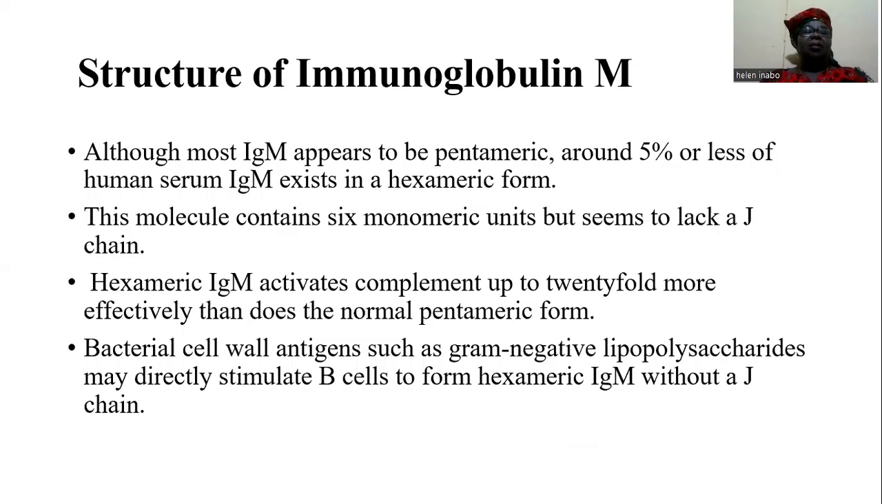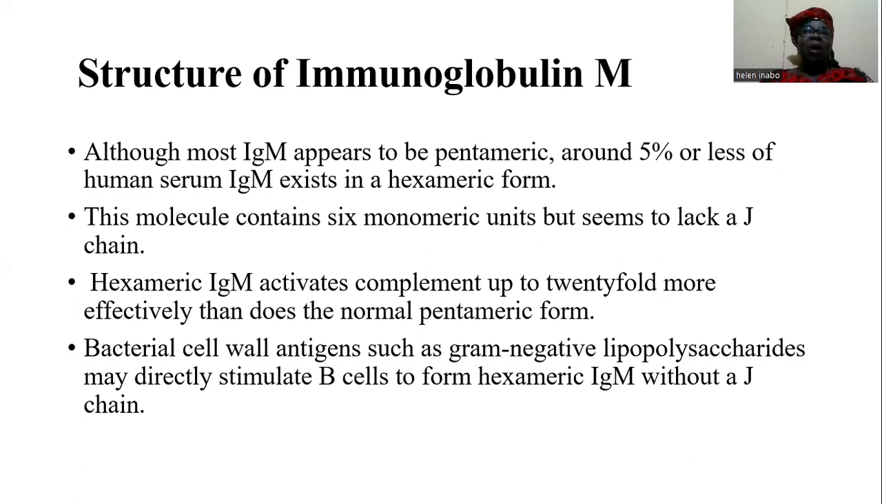Let's look at immunoglobulin M. Although most IgM appears to be pentameric, about 5% of the human serum can exist in the hexameric form. What do I mean by the IgM existing as a pentamer?